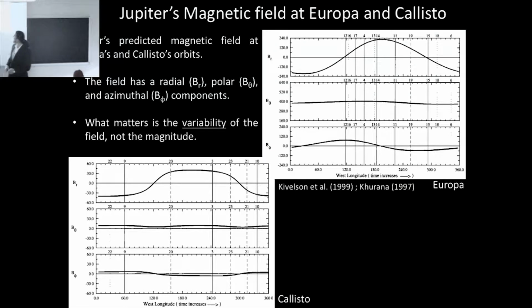This is how the magnetic field of Jupiter looks at the orbit of Europa. This is just a prediction, not a measurement. You can see it's varying in the radial component and in the azimuthal component. The polar component doesn't vary as much, although it is the strongest one. So what matters is not the strength of the field; it's really the variability of the field. And this is around Callisto, and you would expect something similar around Ganymede. I didn't find a plot for it.